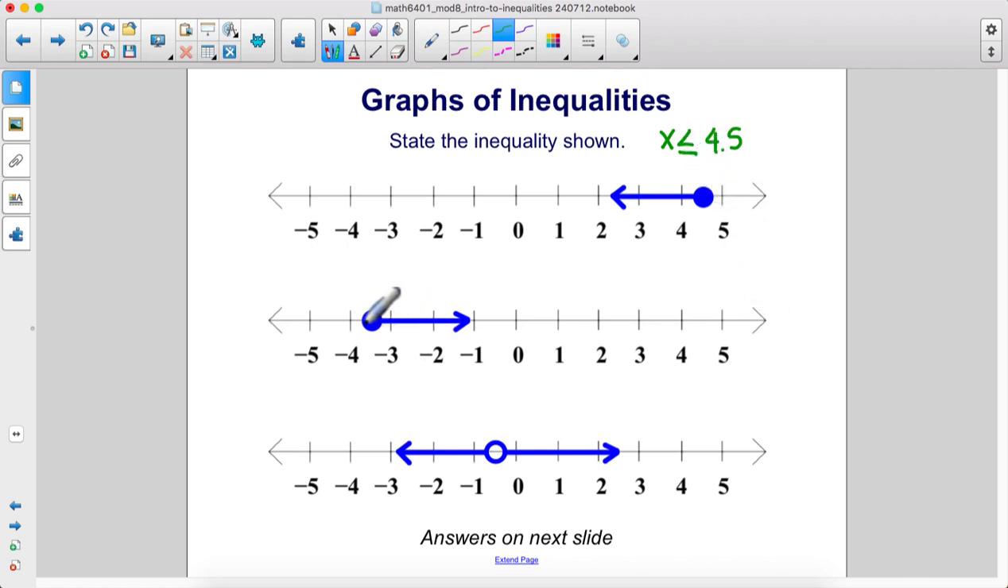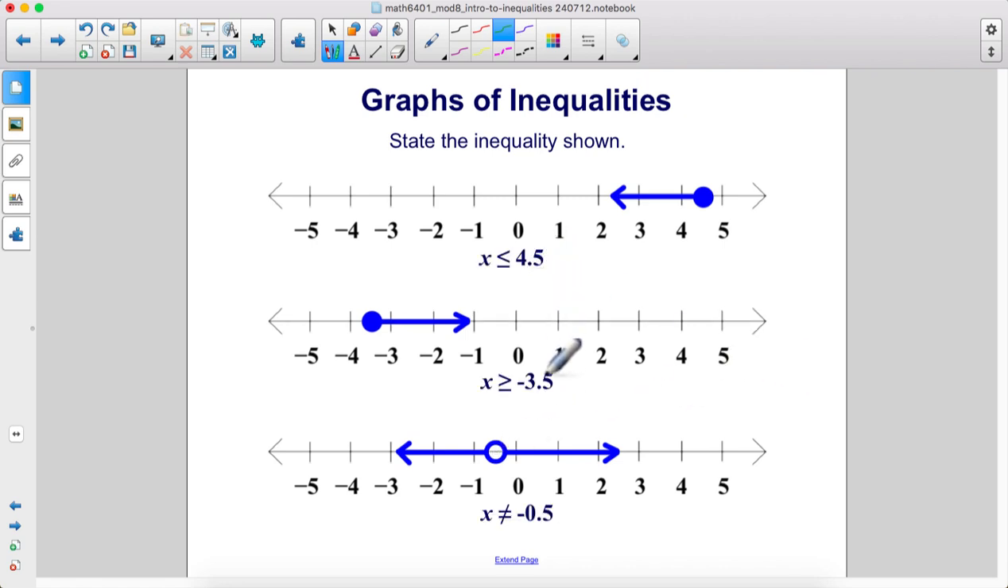Here, the number that we care about is negative 3.5, and x is not just greater than but greater than or equal to, since that number is included. It's a closed circle. Finally, here we have negative 0.5, and x is simply not equal to it. All the rest of the numbers are included in the solution set, however not negative 0.5. And here are the answers.